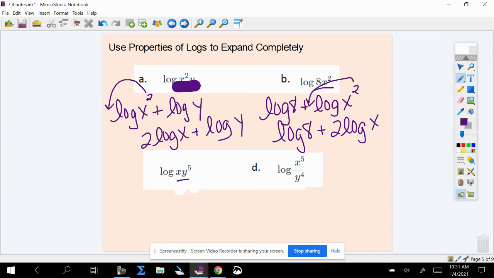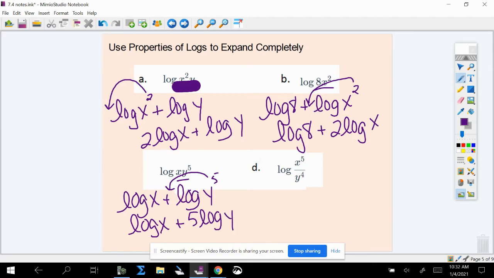Next one is more multiplication. I would say multiplication is more common than division. So you're going to pull that apart to log of x plus the log of y to the fifth. And then you're going to pull that 5 to the very front of that log. So you get the log of x plus 5 log of y.